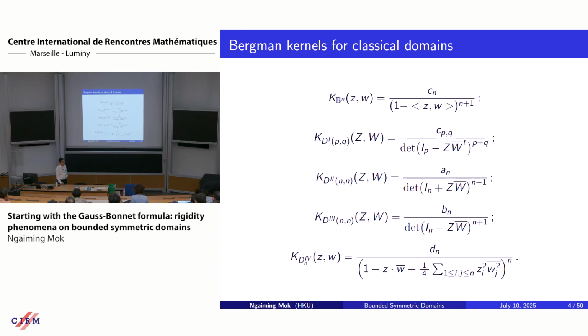So one thing I want to say is that the Bergman kernel, when you consider it as a function of z and w-bar instead of w, is a rational function in z and w-bar. This is also the case with the exceptional domains, and you can prove it theoretically.